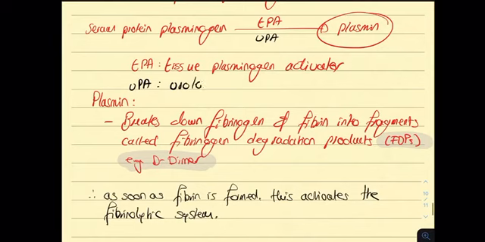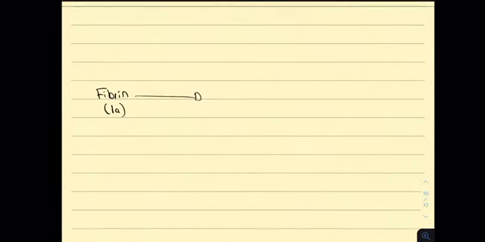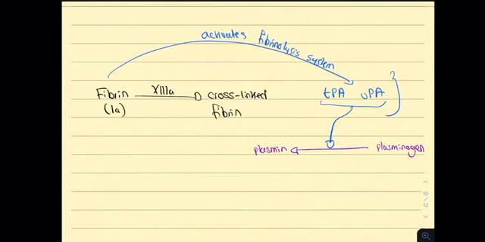Now, in addition to TPA, UPA, or urokinase plasminogen activator, produced by the kidneys, can also convert plasminogen into plasmin. So again, to help you visualize this, we start with fibrin, which is cross-linked by factor 13. Fibrin also activates the fibrinolytic system, so activates TPA and UPA. TPA and UPA convert plasminogen to plasmin, and then plasmin breaks down the cross-linked fibrin to fibrinogen degradation products, for example, D-dimer.